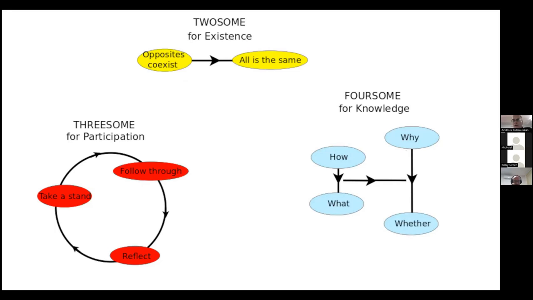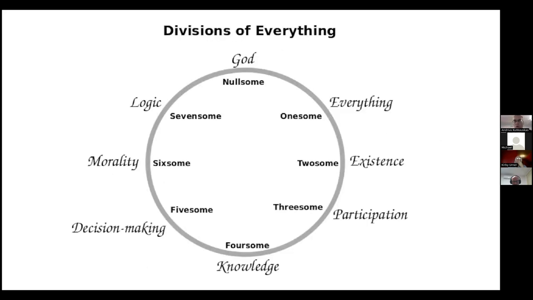What I want you to be learning each time, each time we have a presentation, we'll spend the beginning learning about divisions of everything. If the ABCs are the following on the screen, you can have a two-track mind for existence, like free will and fate, where opposites coexist, but all is the same. You can have a three-track mind for learning and participation. It's a learning cycle of taking a stand, following through, reflecting, back to taking a stand, following through, reflecting. And you need a four-track mind if you want to be dealing with knowledge, because you need to be able to think: knowing whether, knowing what, knowing how, knowing why. They have to be all involved. They have to be all related. That's what we'll always be coming back to.